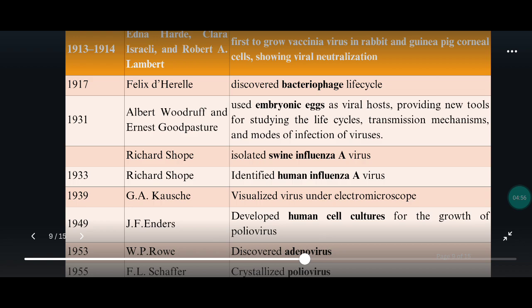In 1939, Kausche visualized virus under the electron microscope, while in 1949, Enders developed human cell cultures for the growth of poliovirus. In 1953, Rowe discovered adenovirus. In 1955, Schaffer crystallized poliovirus.